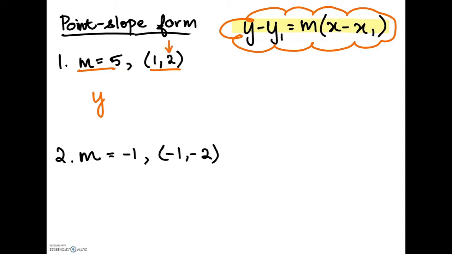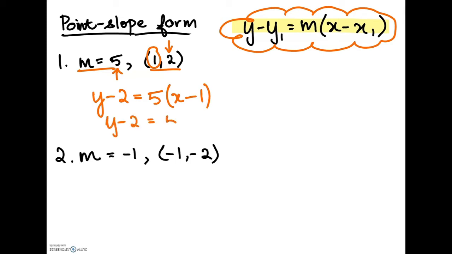And you're always going to want to reverse the sign. So since we have a positive 2, this is going to be negative 2. And this is equal to our slope, which is 5, times x minus our x value. Now in this case, our x is positive and it's 1. So we're going to change that to negative 1 when we're writing in the equation. Now all you've got to do is just simplify.